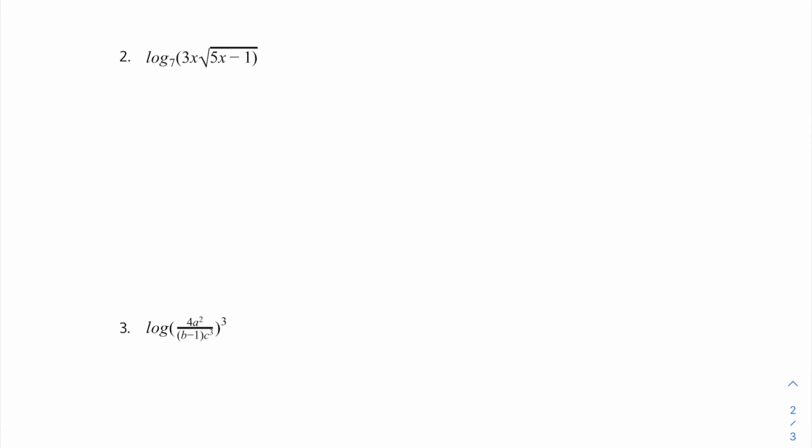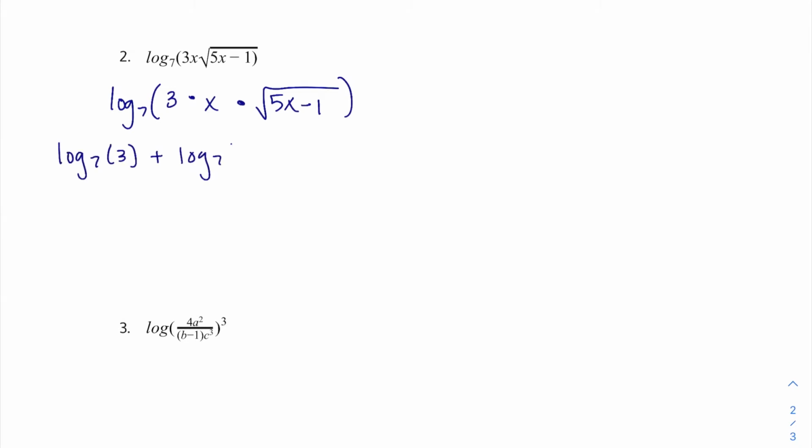Now, I have three things being multiplied together here, right? I have log base 7 of 3 times x times the square root of 5x minus 1, right? That means each is going to get its own log with addition between them. So this will be log base 7 of 3 plus log base 7 of x plus log base 7 of the square root of 5x minus 1.